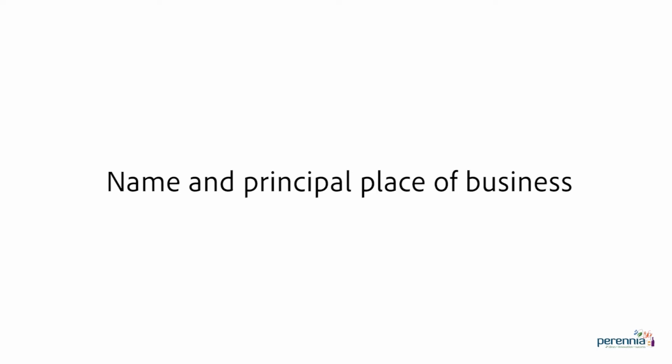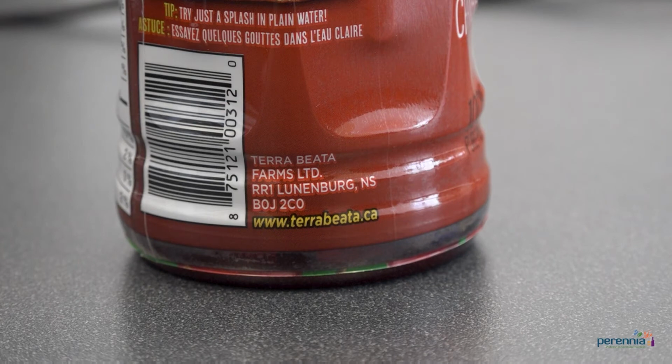Next is the name and principal place of business. All prepackaged foods that require a label must declare the name of the business and the principal place of business of the food manufacturer. The name should identify the legal name under which the business operates. The principal place of business must lead to a physical location where the main business can be found. A complete mailing address is not required, but enough information must be provided so that a consumer who wishes to communicate with the company can do so.